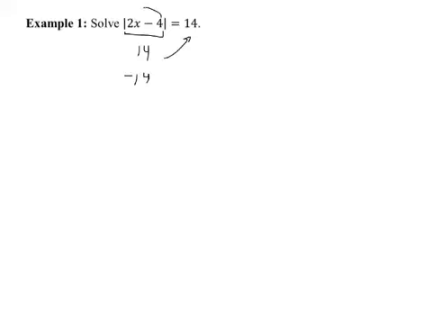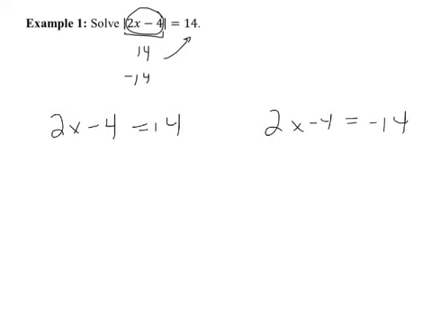So we have to set what's inside of here equal to both cases. So we say that 2x minus 4 could be 14, or 2x minus 4 could be negative 14. Again, because the absolute value tells us that if you take the absolute value of that, I don't care about the negative or positive sign, but the distance from 0 is 14. But now we have to solve this.